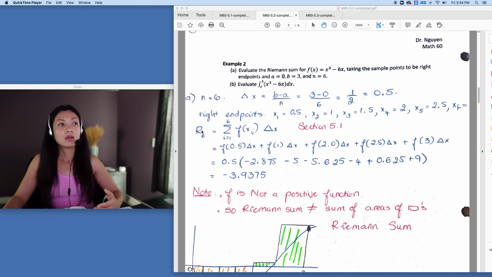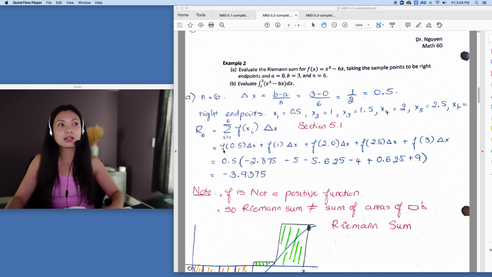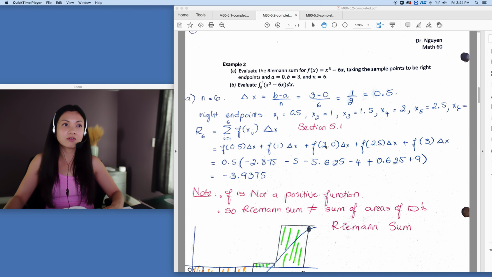Now, for R6, the right endpoint sum, I pretty much just plug it in. So f of 0.5 delta x plus f of 1 delta x, f of 2.0, and so on. And then I just use a calculator for it.